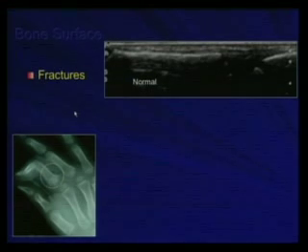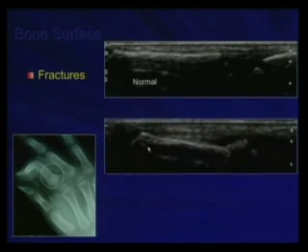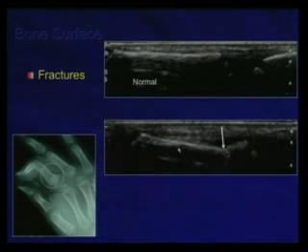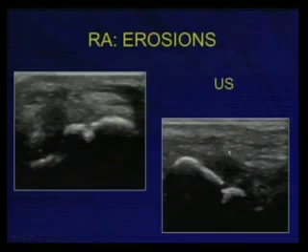We can check for fractures. This is a normal metacarpal in a pediatric patient, and in this patient with a greenstick fracture, we can see the surface of the bone and we can see the fracture.